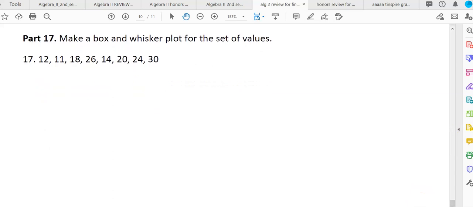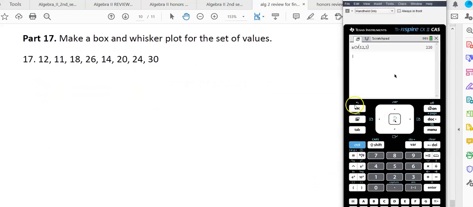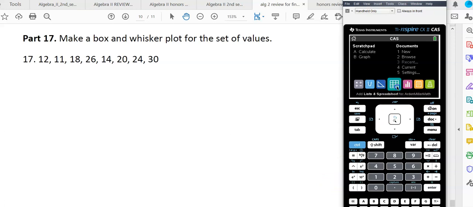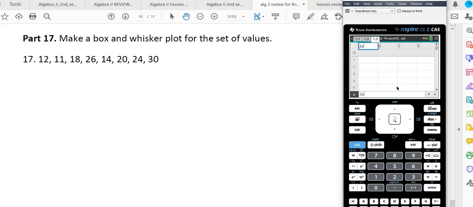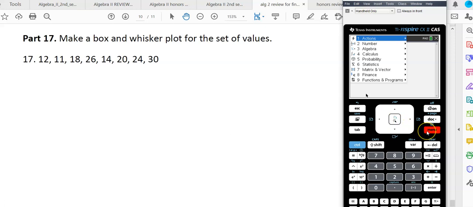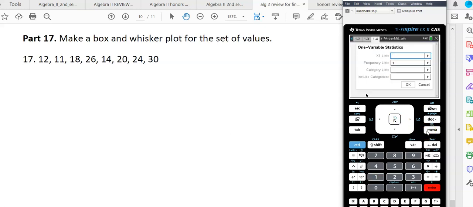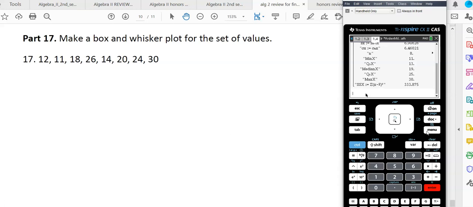Make a box plot. So this is more recent stuff. You probably know how to do this. You could consider letting the calculator do it for you. So I'm just going to call it list: 12, 11, 18, 26, 14, 20, 24, 30. So we're going to a calculator page, not a scratch pad, by the way. So menu 6.1, variable stats, choose list. It should do everything for us.